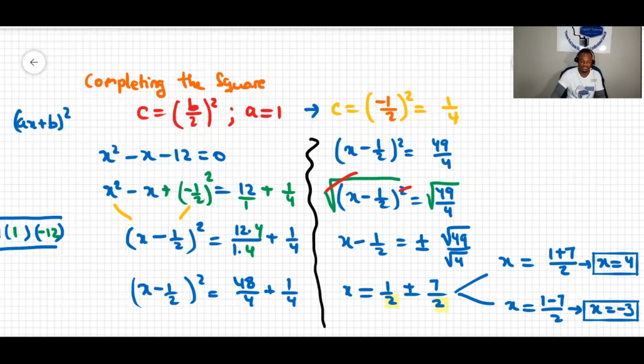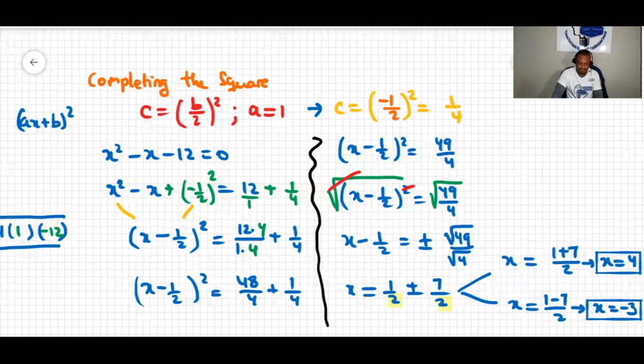So you notice that using completing the square, we got the same answers as we did with the quadratic formula and by factorization. Thank you.